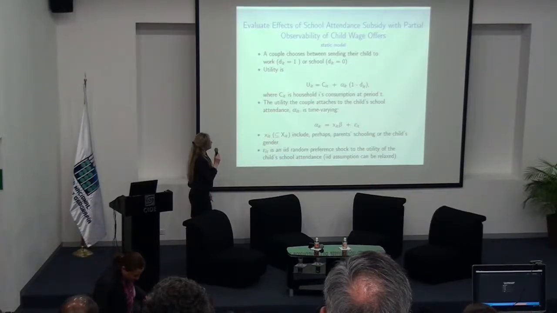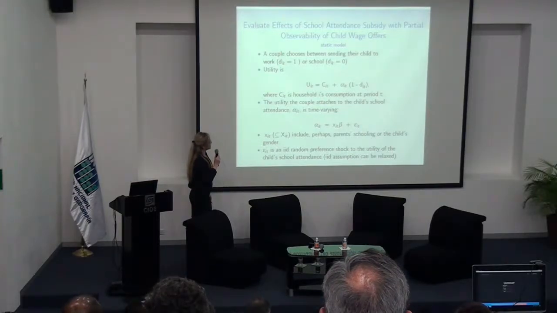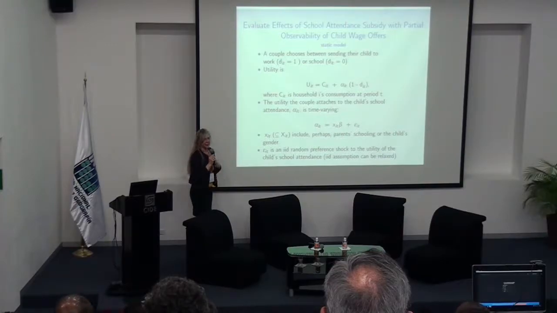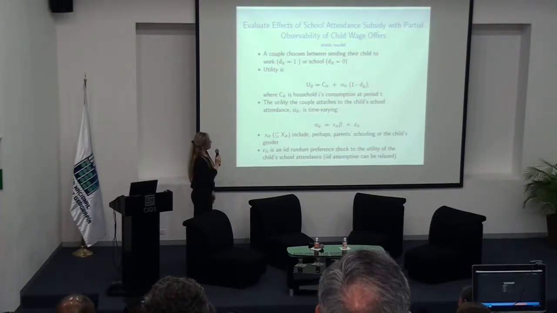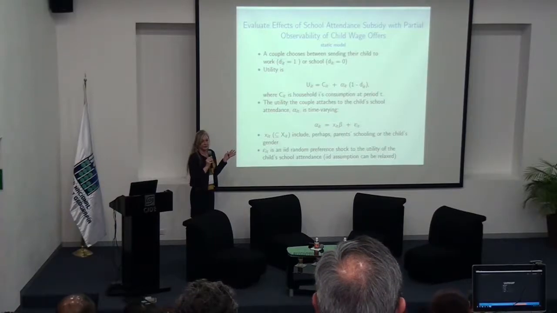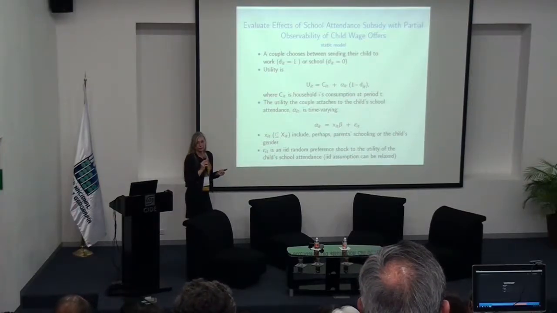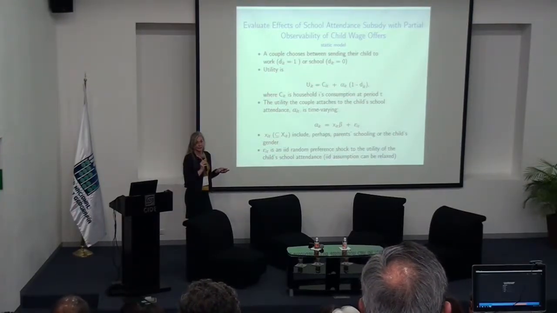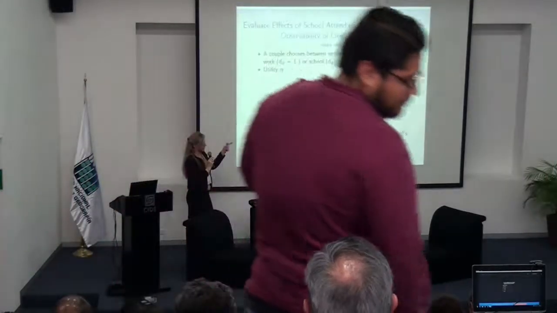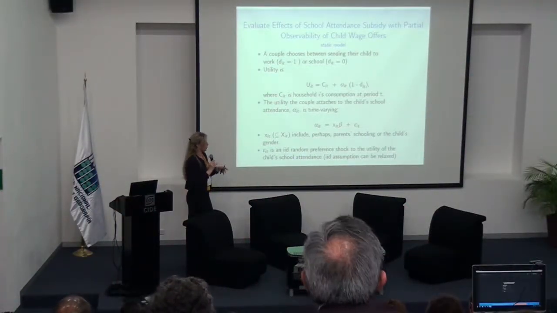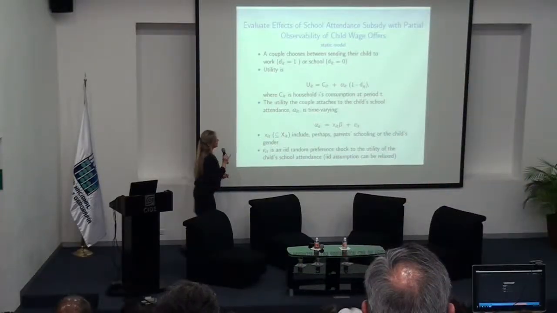So a family chooses to send their child to work, and if they send them to work, D equals 1, or to school. I apologize, but I'm an economist, so some of this is the language of economics. We postulate that the family is maximizing utility, and that the things they value are consumption and the child's schooling, and they kind of have to trade off. If their child doesn't go to school, then the child would go to work, and you could also have home work. The child would then contribute to family consumption. So they're trading off these different activities.